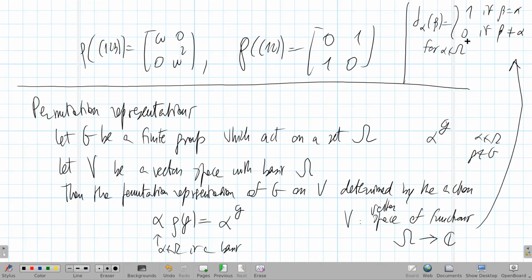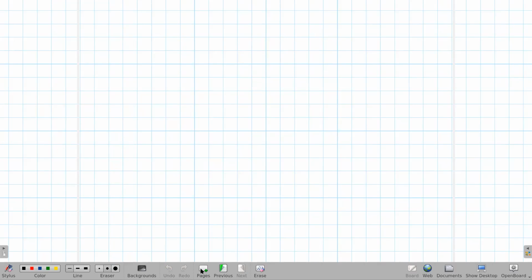So this is what you do. You have a G acting on a set omega, and you consider a permutation representation associated to the action, which does this on this basis. And of course, the problem is, what's the character of such a rho?